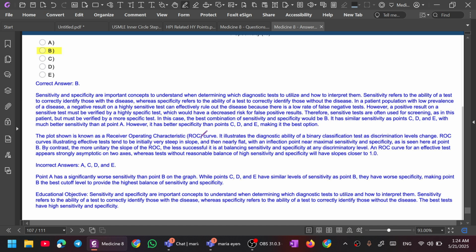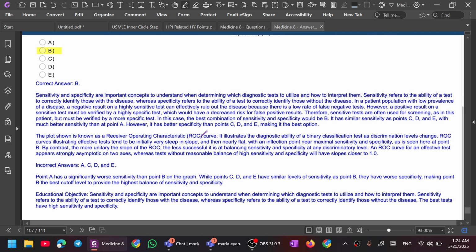In a patient population with low prevalence of the disease, a negative result on a highly sensitive test can rule out the disease because there is a low rate of false negatives. However, a positive result on a sensitive test must be verified by a highly specific test, which will have a decreased risk of false positive results. Therefore, sensitive tests are often used for screening, as in this patient, but must be verified by specific tests.